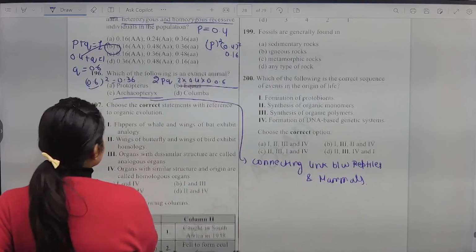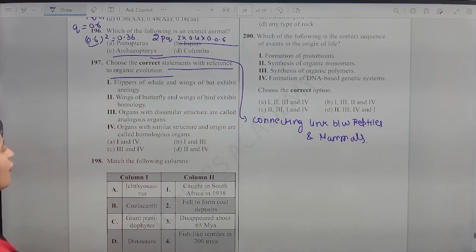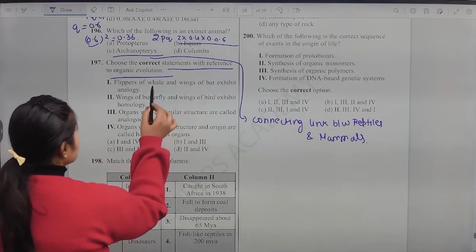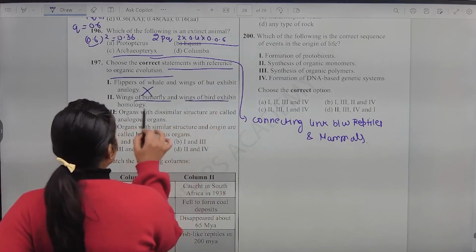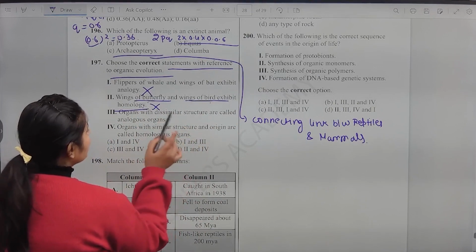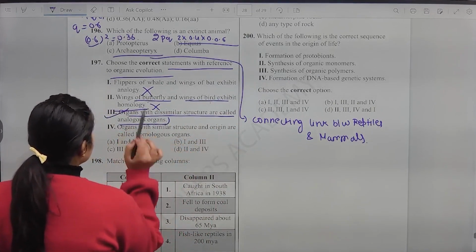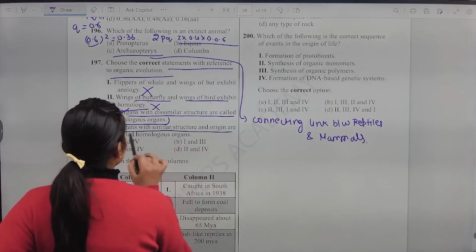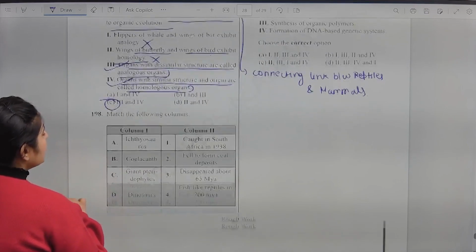Next, choose the correct statement with reference to organic evolution. We have to tell the correct statement. Okay. Next, flippers of whale and wings of a bat exhibit analogy? No. Wings of butterfly and wings of bird exhibit homology? No, because see, butterfly and bird both have different origins. Organs with dissimilar structures are called analogous organs. Yes. Organs with similar structure and origins are called homologous organs. Yes. The correct answer is C, third and fourth.